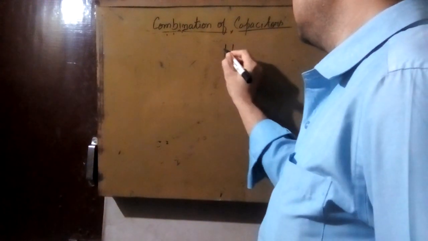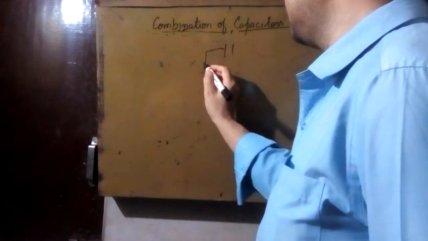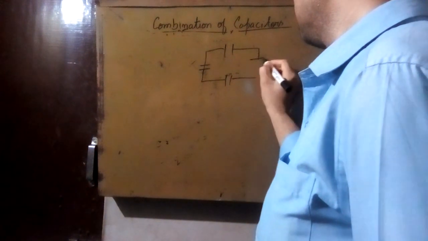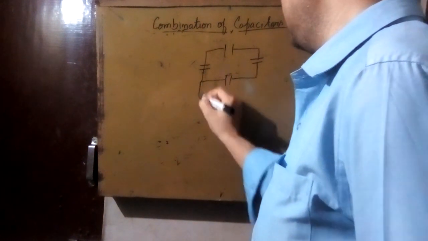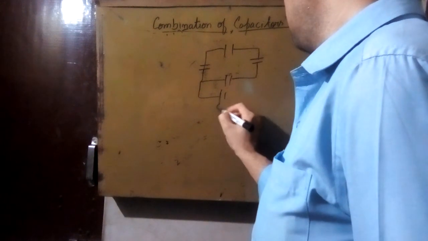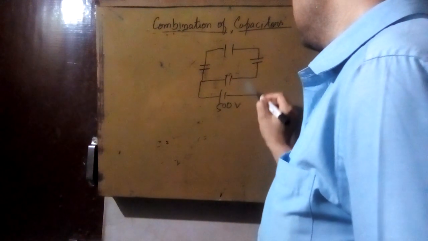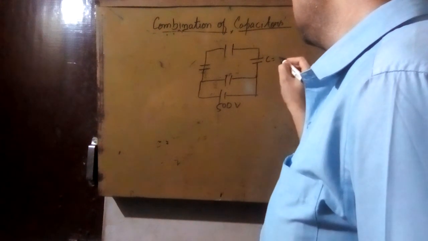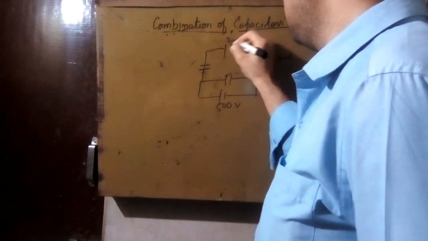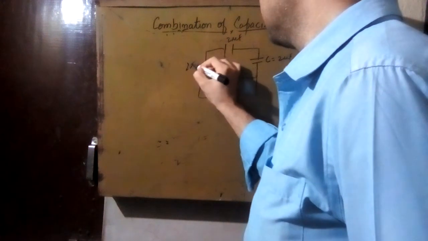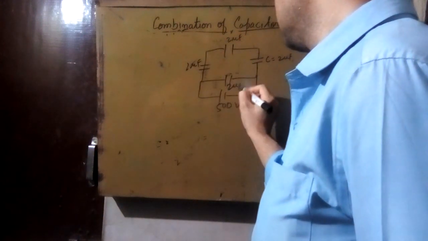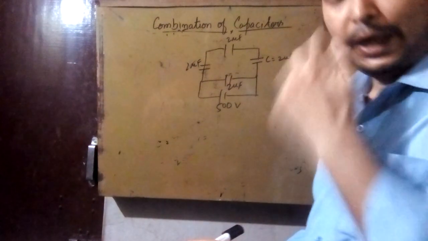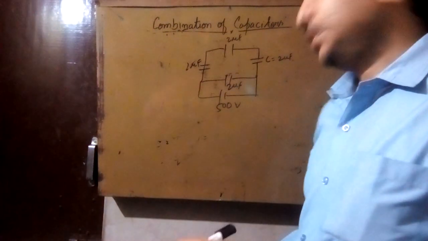Now suppose 4 capacitors are connected like this across 500 volt. Suppose all have capacitance 2 microfarad. It is asked to you to find the equivalent capacitance and the charge on each capacitor.